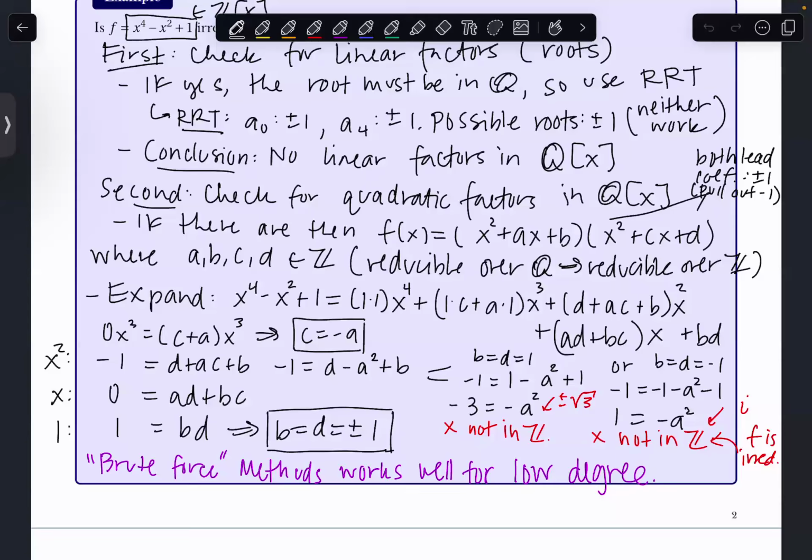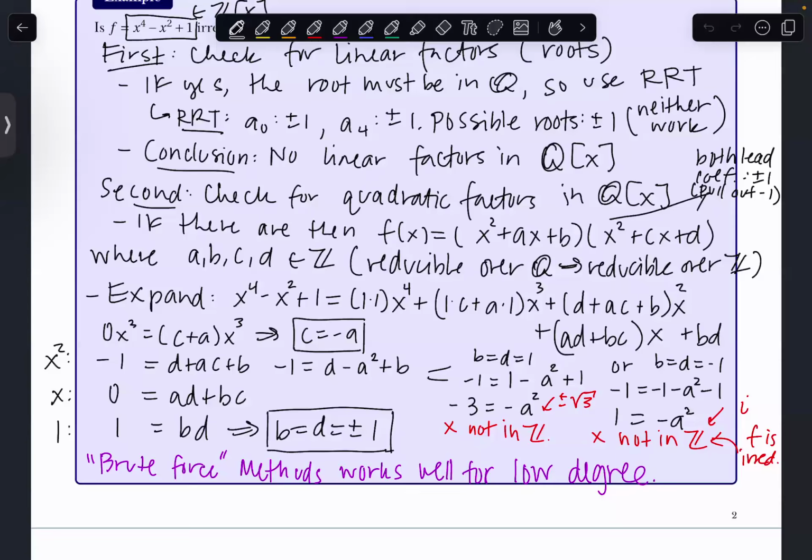We ended up having a contradiction with one of these equations here after foiling it all the way through, expanding it, and setting it equal to the original polynomial, and then setting our coefficients equal to each other. We got some contradictions where one of our coefficients had to have been an irrational number, so not an integer, and so we wouldn't be able to do this here.